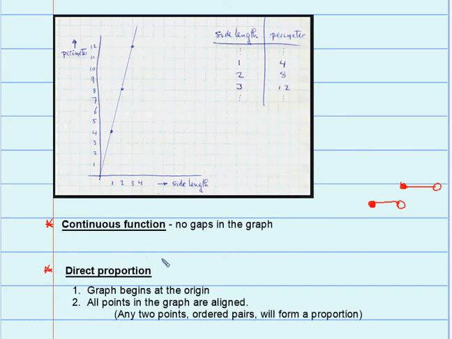And the last thing that you need to know is direct proportion. In order for it to be direct proportion, the graph has to begin at the origin, it does, and all points in the graph are aligned, which means any two points or ordered pairs will form a proportion. So we have some up here, we have 1 to 4 has to equal 2 to 8. Is that true? Forms a proportion. So direct proportion means we're going to vary directly. Our input will always have a constant. In this case, it's times 4.